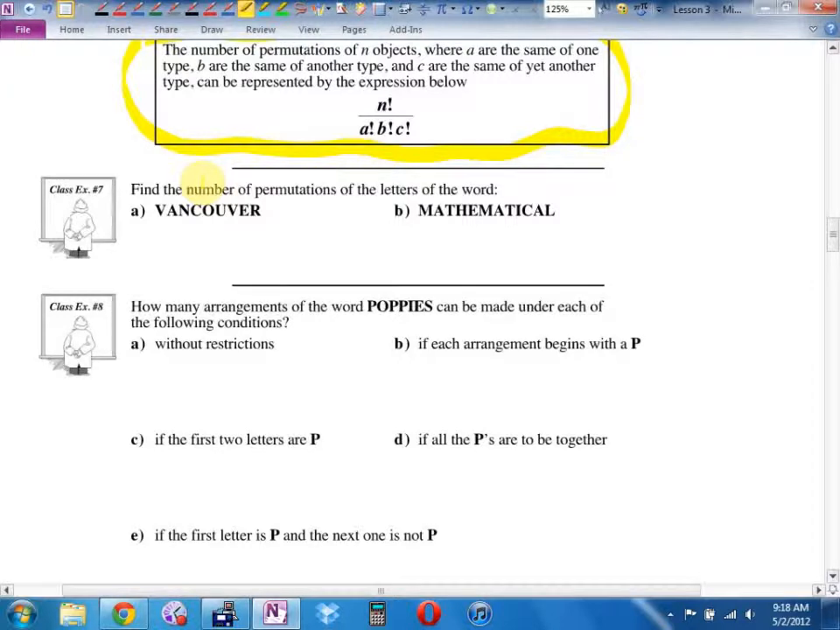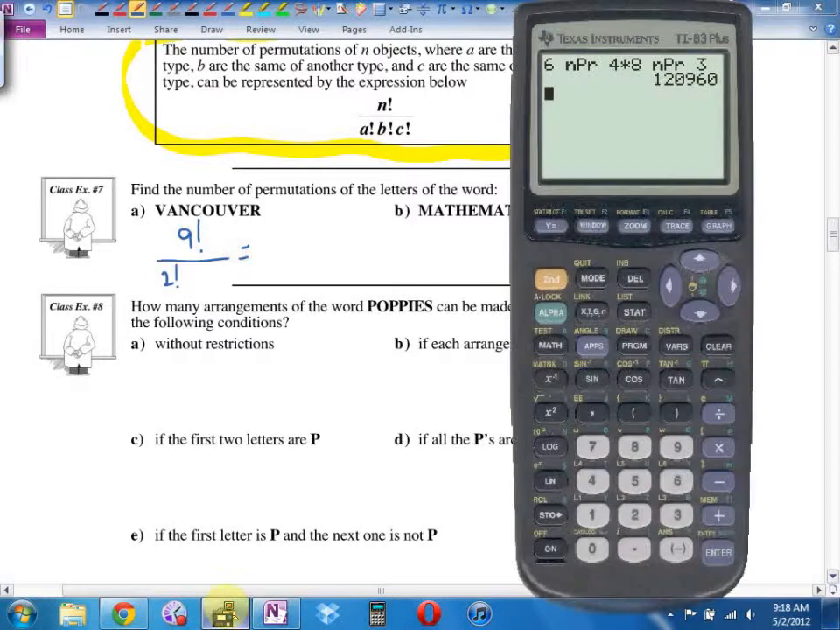Oh, heck. Vancouver, the big city close to us. How many permutations are there of this word? Oh, only one A, only one M, only one C, only one O. Okay. You get 181,440? Yeah.